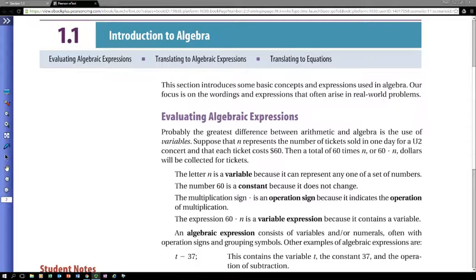Chapter 1, Section 1: Evaluating Algebraic Expressions, Translating to Algebraic Expressions, and Translating to Equations.